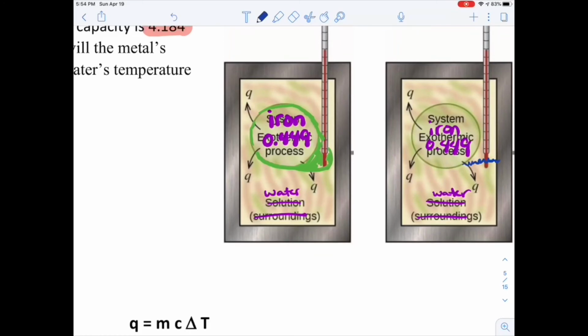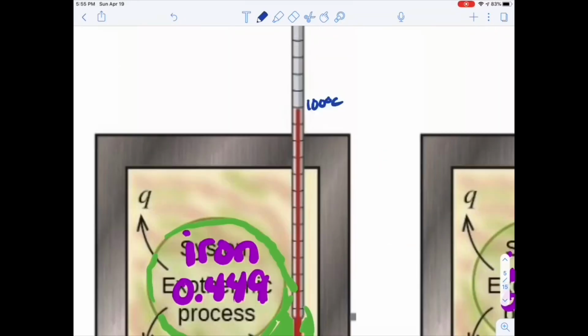So from the last example, you should expect that the hot iron is going to start at a high temperature and decrease in temperature, and that the cooler water is going to start at a low temperature and increase in temperature. We're going to zoom in on this thermometer touching the iron. Let's say that it's only at 100 degrees. As it goes down by 1 degree, it releases 0.449 joules. Each time it decreases by 1 degree, it goes down by 0.449 joules.